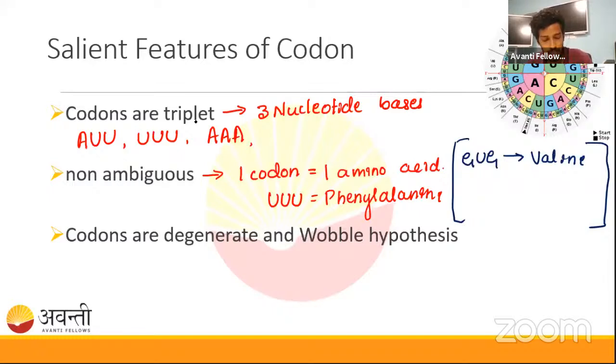Next, this particular GUG, it is produced in the valine. Sir, can you repeat? Which one do I have to repeat? Oh, that one.